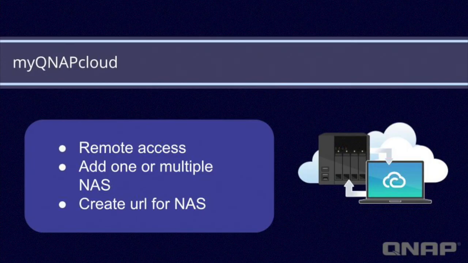You can have multiple NASs uploaded in your QNAP Cloud account, and you'll be able to see a few bits of information, such as local IP address, your WAN IP address, your MAC address, and that's basically how you will be able to access the QNAP remotely.